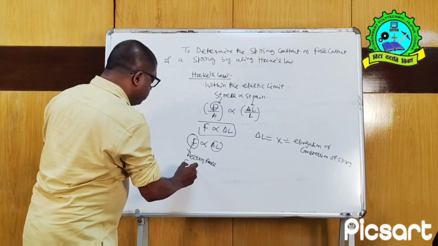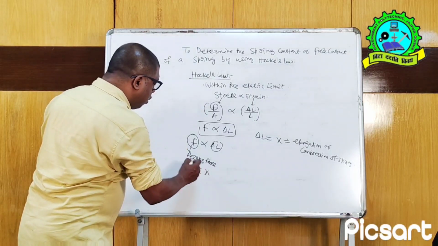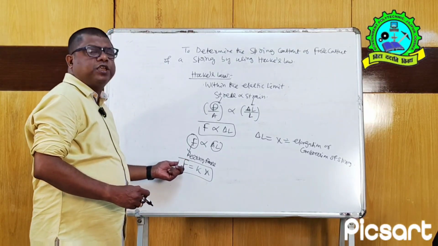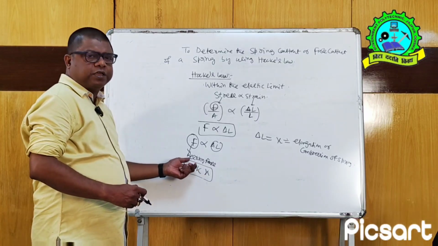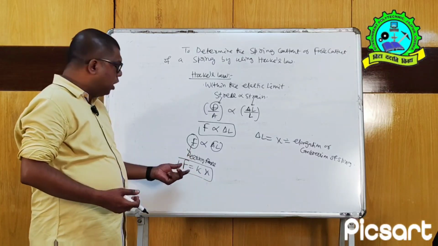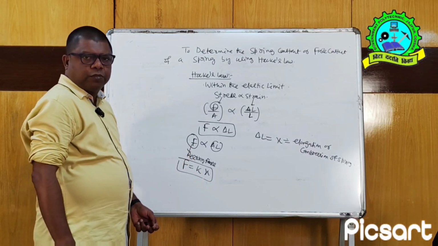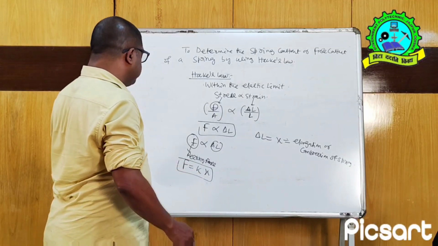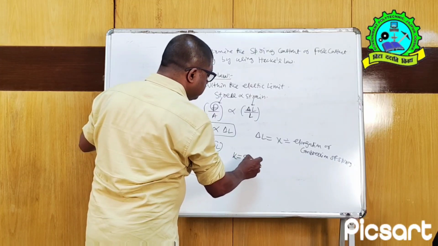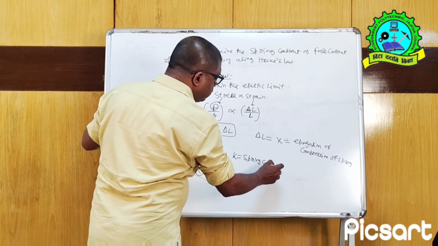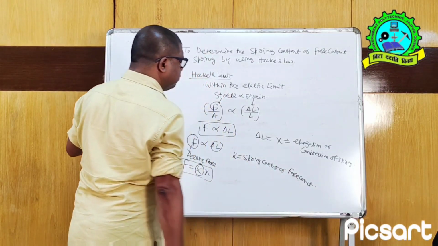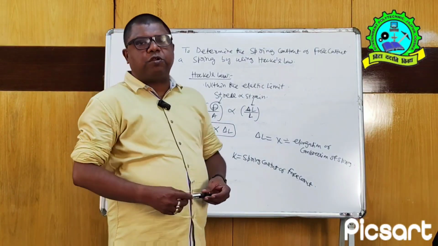So F is equal to K into X, or minus Kx. If it is taken as a magnitude, F is equal to Kx, or F taken as minus Kx. That means the restoring force and displacement are in opposite directions. I have taken only the magnitudes. So F is equal to Kx, where K is known as the spring constant or force constant.